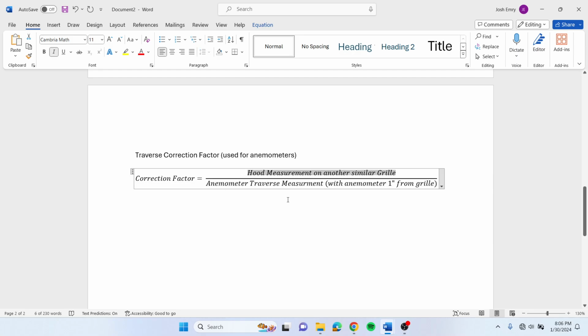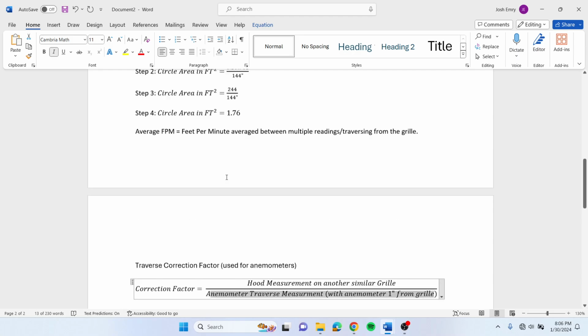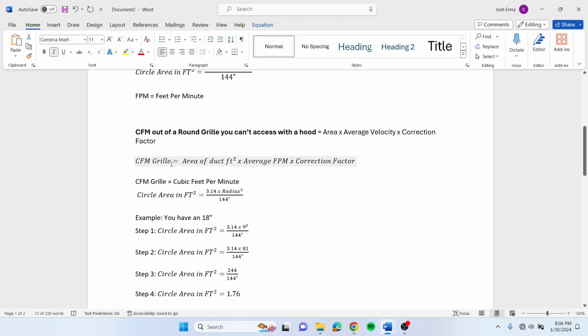and then you take your anemometer and test across that grill, like 1 inch from the face of it. You divide your hood measurement on the other grill by that, and that's your correction factor that you'll end up plugging into your cubic feet of air from that grill. So it's still the area of duct in square feet times your average feet per minute times a correction factor.